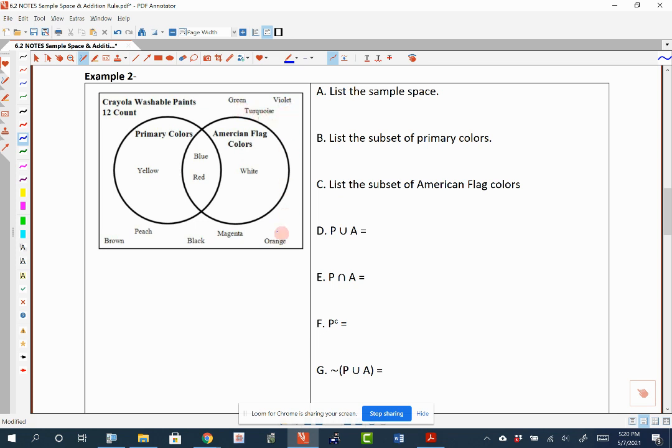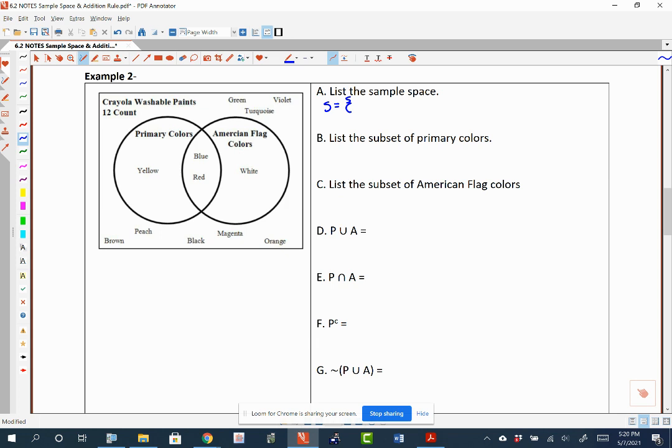And then there's all these other colors that are not inside the Venn diagram. They don't fall underneath the primary colors or the American flag colors, but they're still a part of this set of washable paints. So let's start with question A, and to list the sample space. So my sample space, I'll call S for sample space. Put my curly bracket. My sample space is everything. My sample space is all of my possible outcomes.